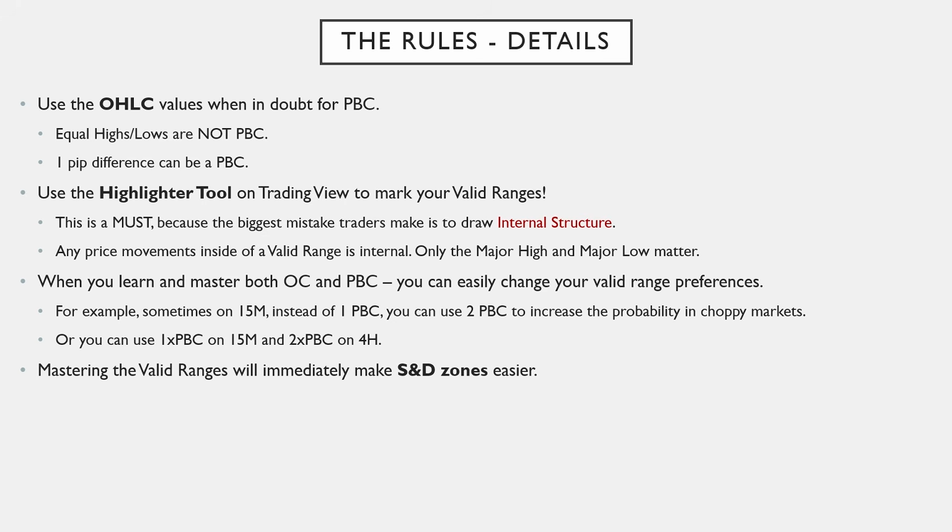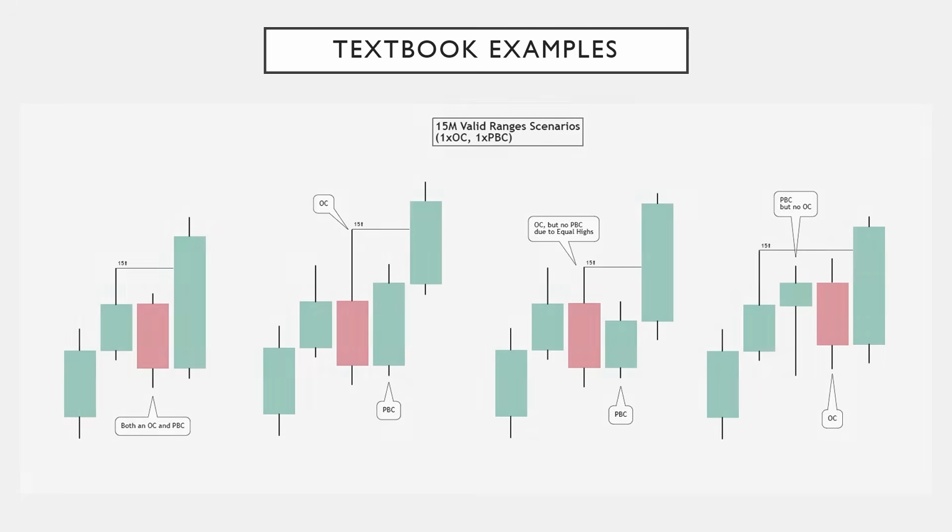Mastering the valid ranges will also immediately make your supply and demand zones easier, because there is a supply and demand zone within every valid range. But of course, more on that we're going to cover in another lesson. So let me right now give you some textbook examples of a valid range. Again, just textbook examples.